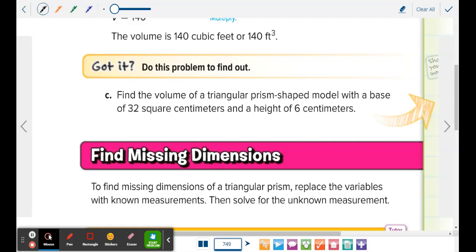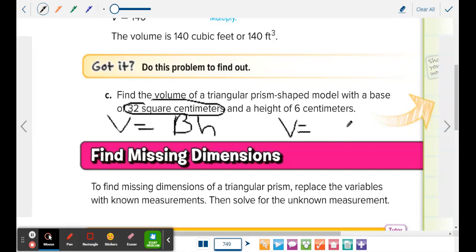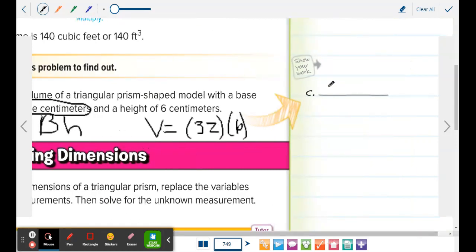All right, so on this one, it says find the volume of a triangular prism with a base of 32 square centimeters and a height of 6 centimeters. So once again, volume equals area of the base times the height. If you notice, they gave you the area of the base. You didn't even have to find it. So all it is is 32 times 6, and you have your volume. And we get what? Katie? 192 centimeters cubed.